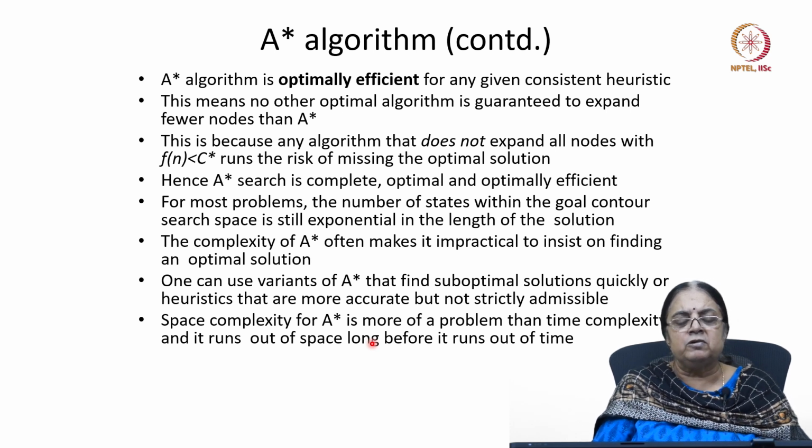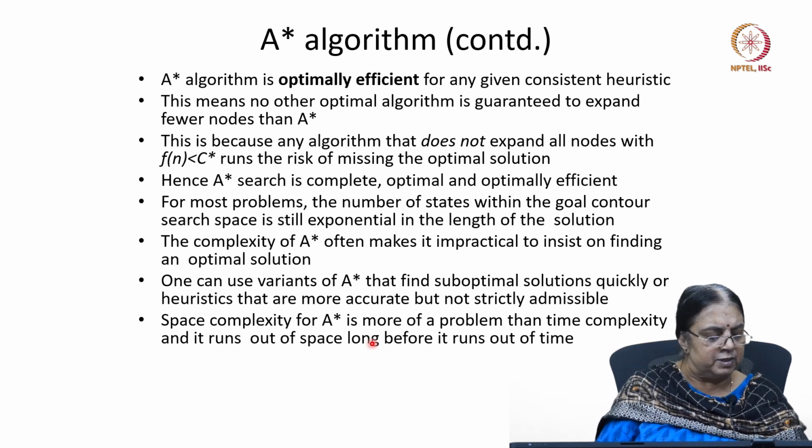So the A star algorithm is optimally efficient for a consistent heuristic. In other words, this means no other optimal algorithm is guaranteed to expand fewer nodes than A star. So that is what we need to see. But what happens is that if it does not expand all the nodes which have f cost less than C star, then you may actually miss the optimal solution. So that is very important to see over here basically.